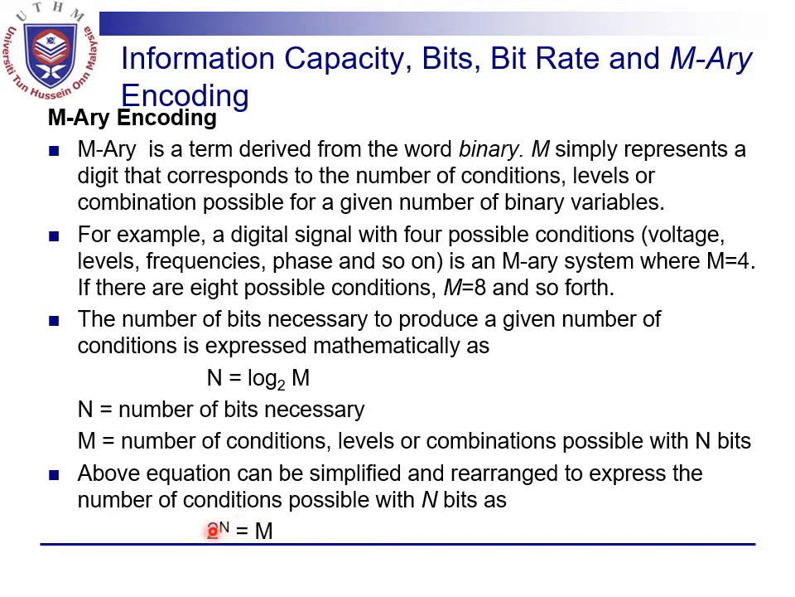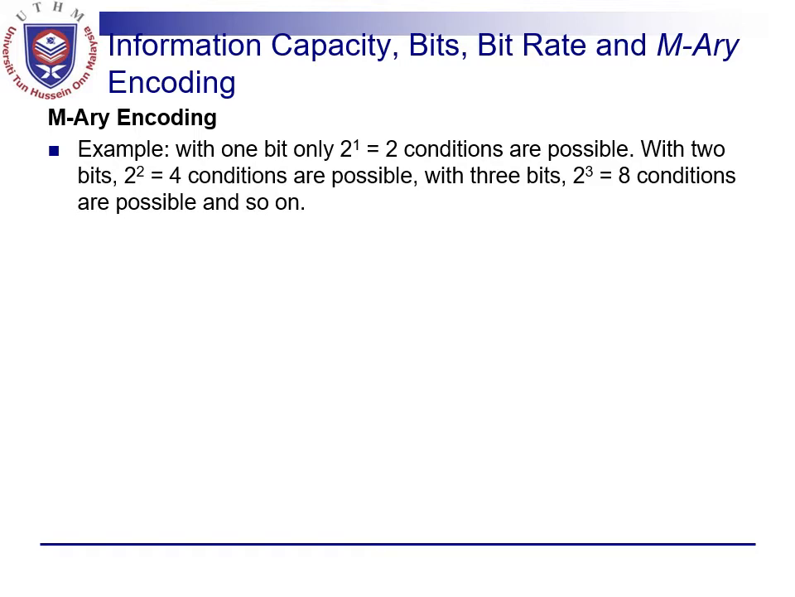So the formula is 2 to the power of n equals M. For example, n is 2, so the given bits is 2. How many combinations can be made from 2 bits? The answer is 4. So we go to the example next. This is the example of M-array encoding. With 1 bit, only 2 conditions are possible. We know that in binary, we have only 2 numbers, which are 0 or 1. So for 1 bit, the combination is whether it is 0 or 1. So there are 2 combinations that can be made from 1 bit.